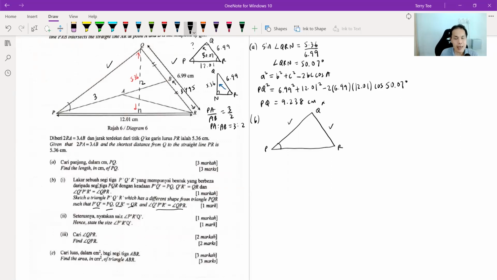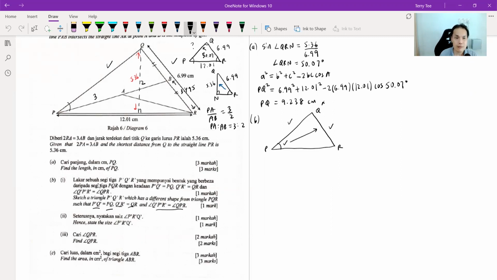Now, the idea of the ambiguous case happens when the opposite side of a given angle is shorter than another given side. Your QR is shorter than PQ, right? So one, you have to understand it must be shorter. Number two, that means in this case, yes, we have an ambiguous case.